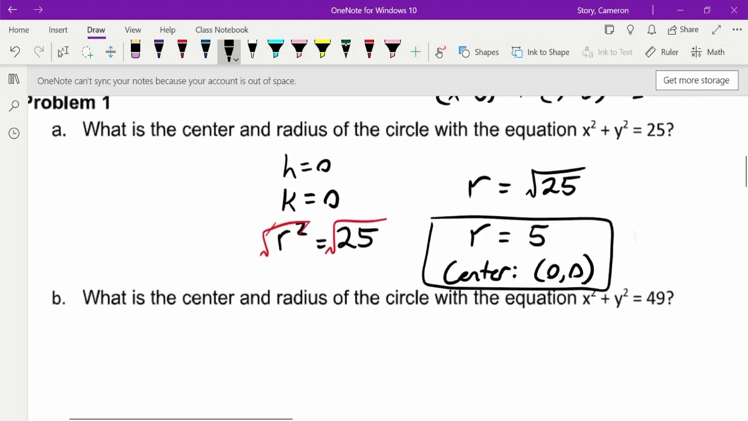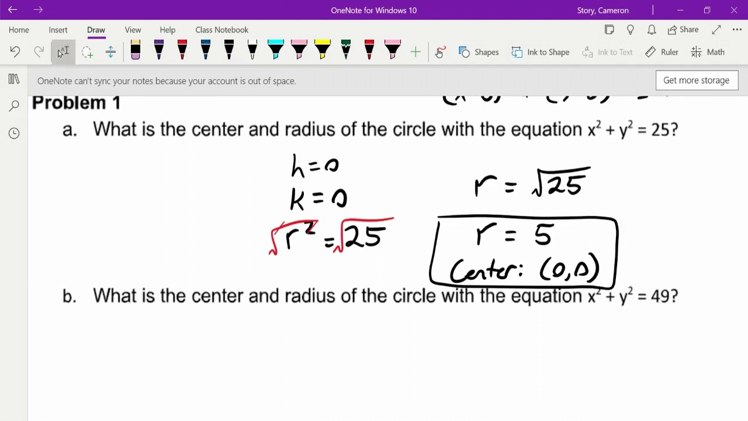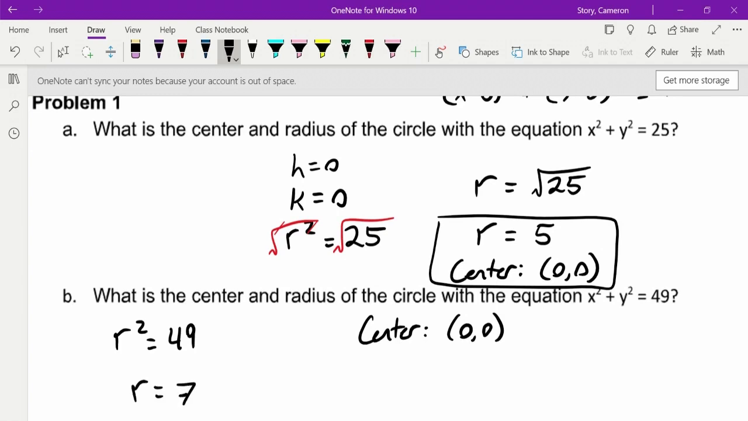Very similar thing going on with part B. This is also going to have a center at (0, 0). And this time r squared is equal to 49. And if we take the square root of that, r would be equal to 7. So once again, if they give you the radius squared, then the radius itself is going to be the square root of that. So it'd be the square root of 49, which is 7.